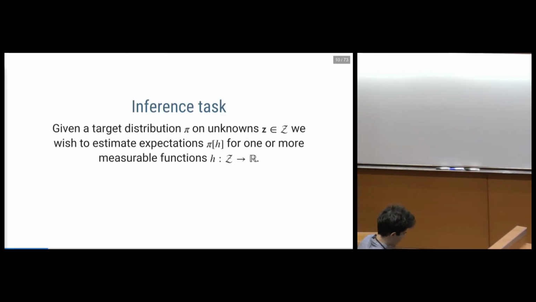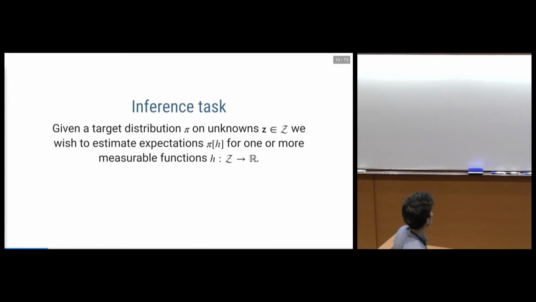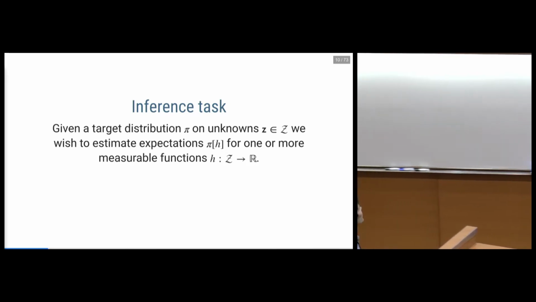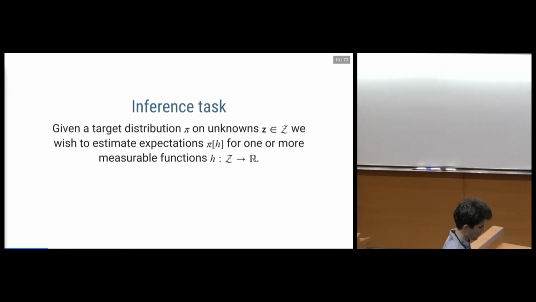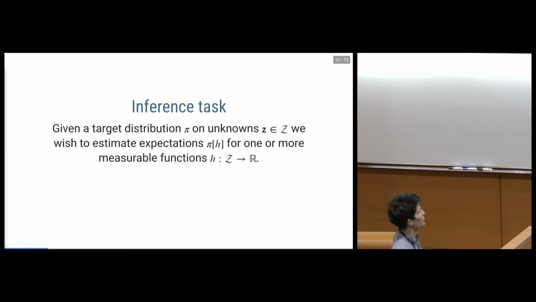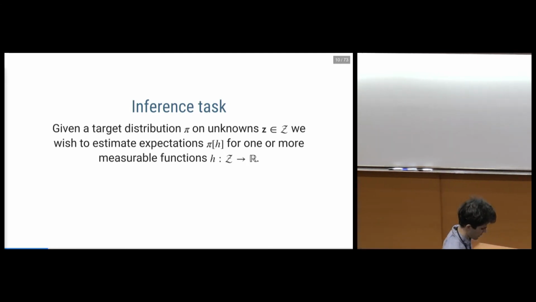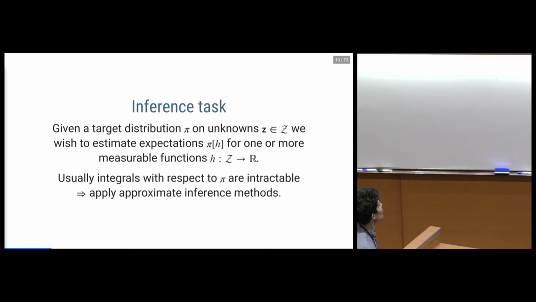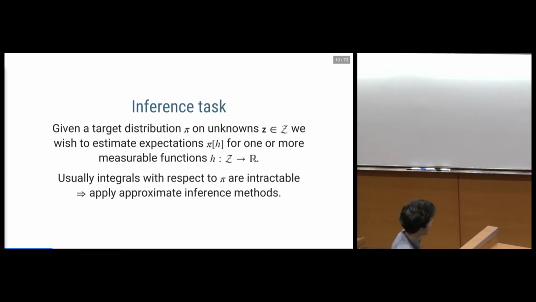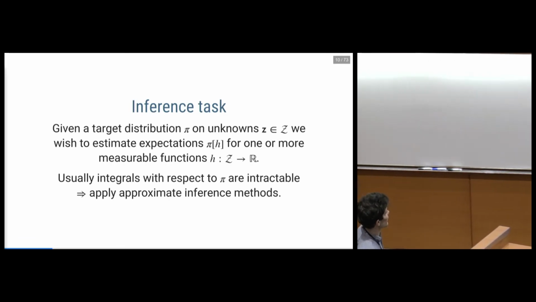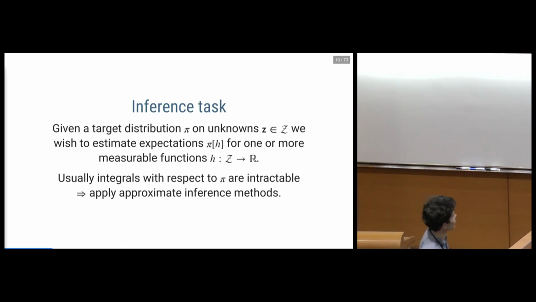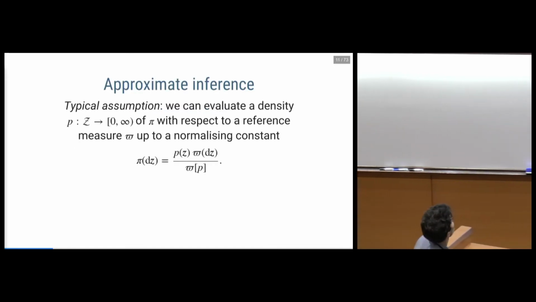So the task that we're all in some sense interested in, in a Bayesian computation workshop, is performing inference. And so my summary of what inference is at a high level is that we have some target distribution on some space, and we want to compute expectations with respect to that target distribution. Obviously, in most real problems of interest, we're not going to be able to exactly evaluate those integrals, and so we need to move into the domain of approximate inference methods.